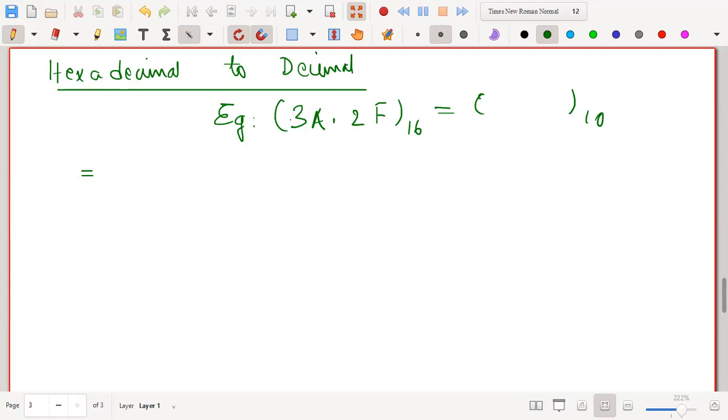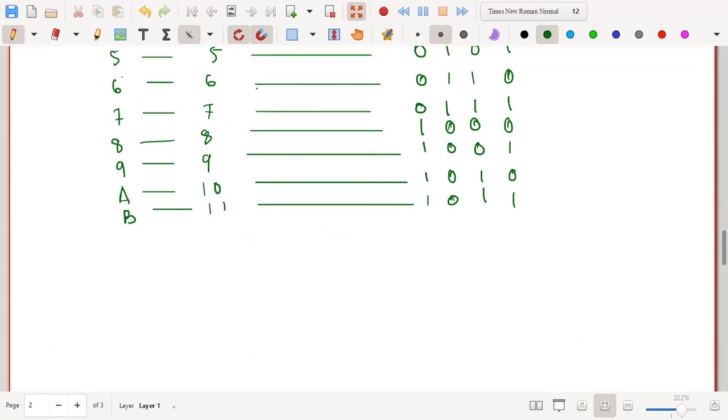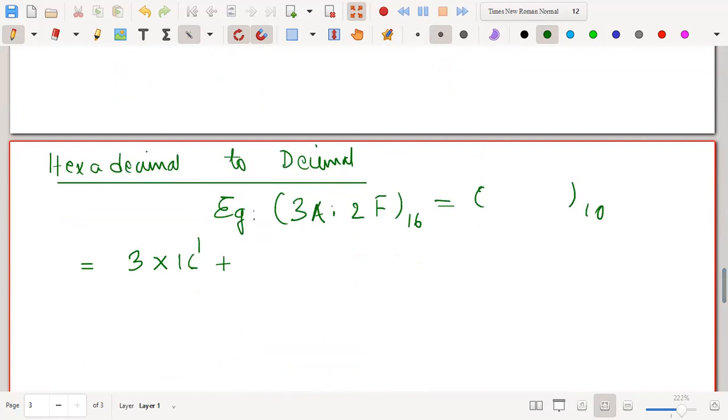Suppose the first number is 3. So what will I do? 3 into its weight assigned. Now the weight assigned to this is 16. Now this A is 16 to the power 0 and this 3 is 16 to the power 1. So 3 into 16 to the power 1, plus A. Now what is A in decimal? If you see this master table back here, A in decimal is 10. So instead of A, you can just write 10.